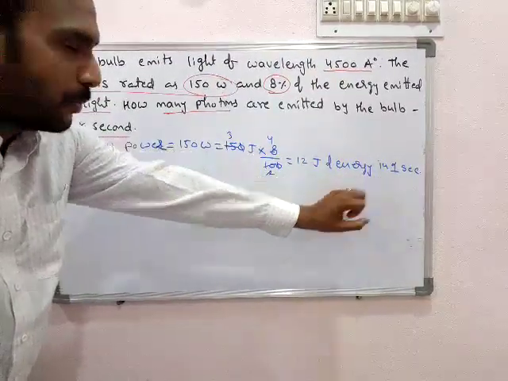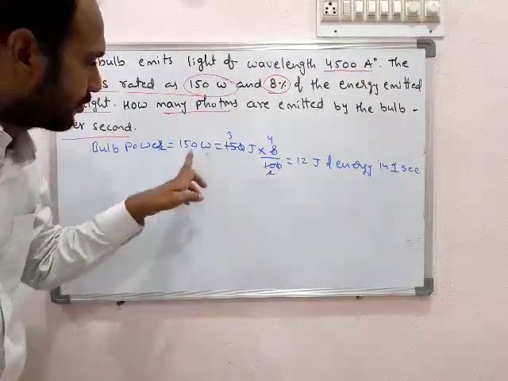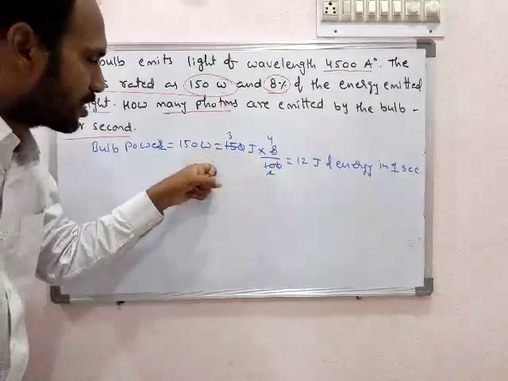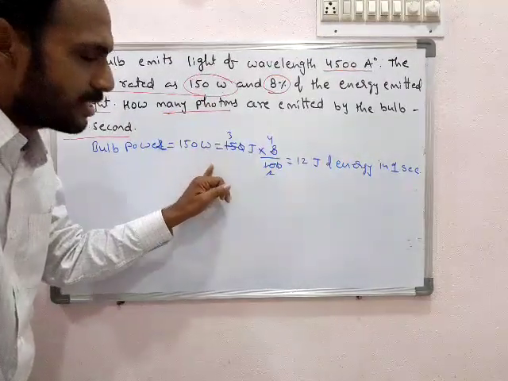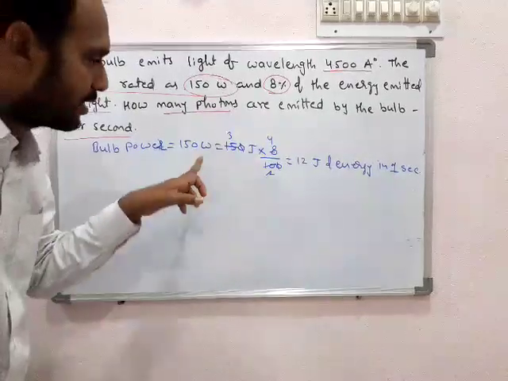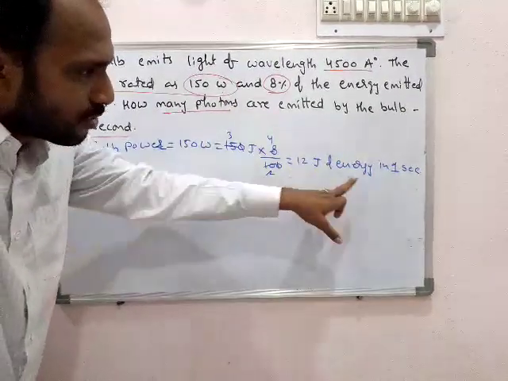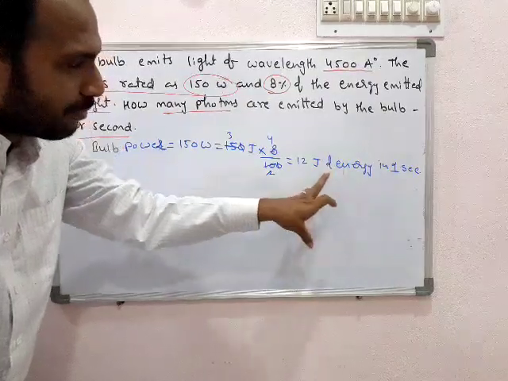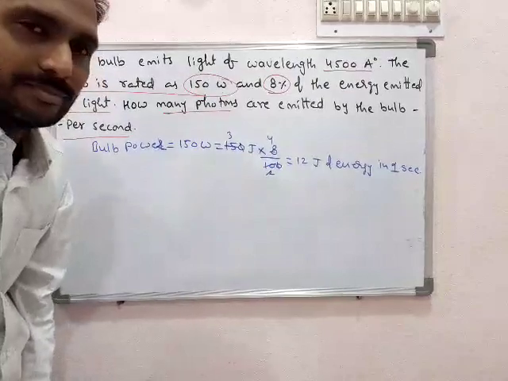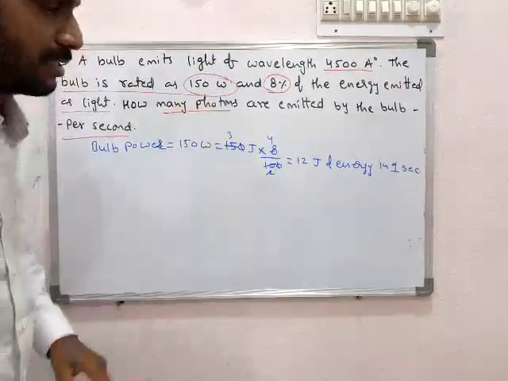Normally in problems, 150 watts means 150 joules of energy released in 1 second. But the bulb efficiency is not good, its efficiency is just 8%. Taking 8%, we get 12 joules of energy. So 12 joules of energy is released in 1 second. Same as before, we need to find the number of photons.